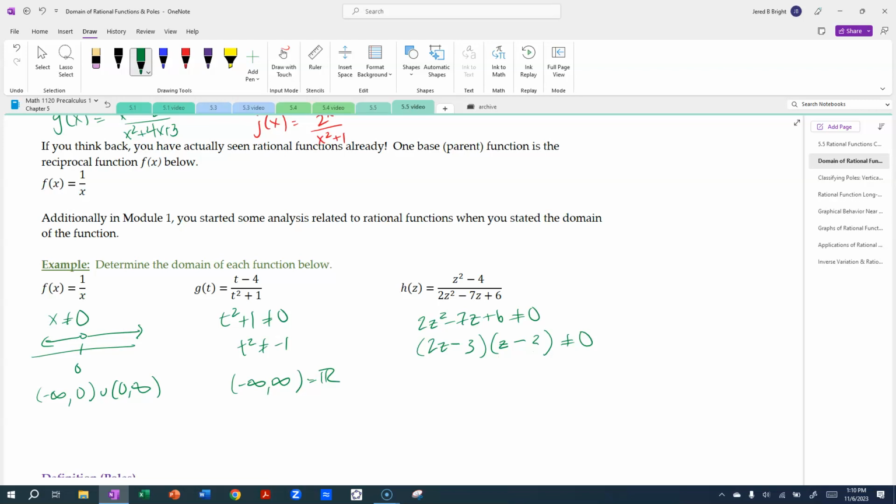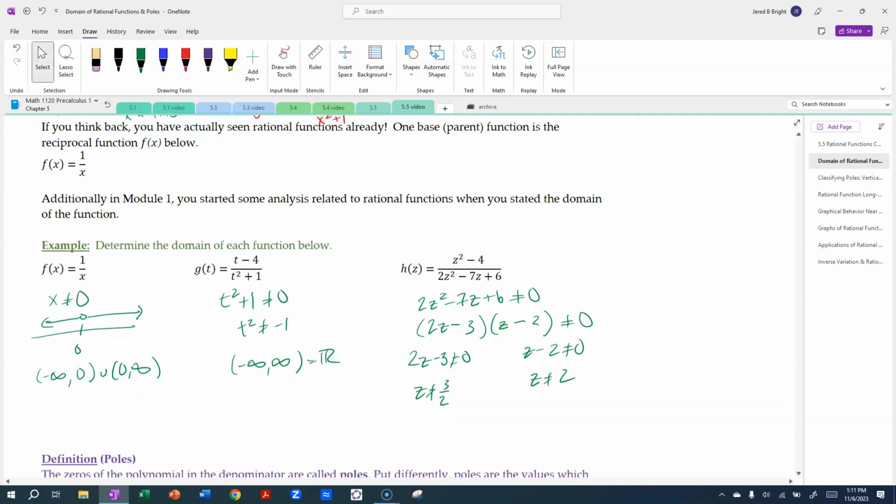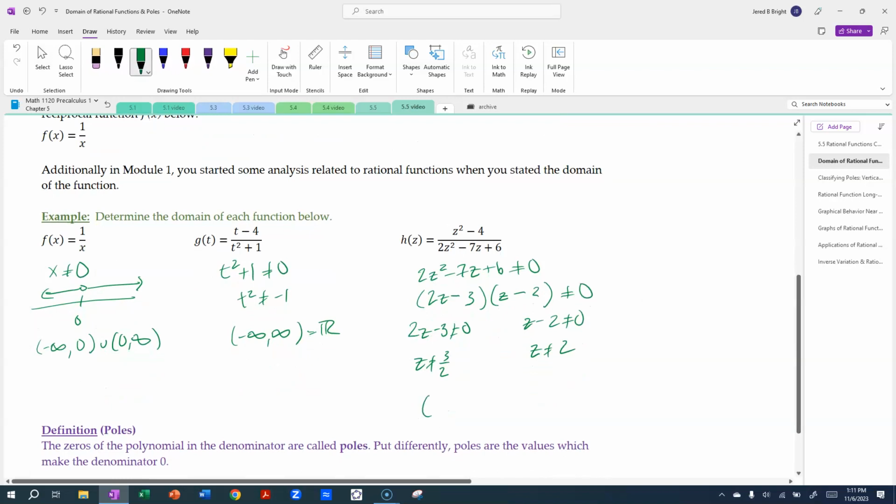And then I'd set each factor individually not equal to 0. So 2z minus 3 not equal to 0, and z minus 2 not equal to 0, and then solve: add 3, divide by 2, z cannot be 3/2, and z cannot be 2. So then I could put these on a number line, but the short of the long story is the domain would be negative infinity to 3/2 union 3/2 to 2 union 2 to infinity.